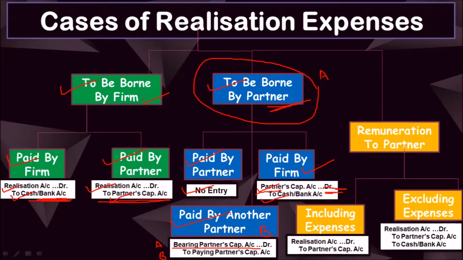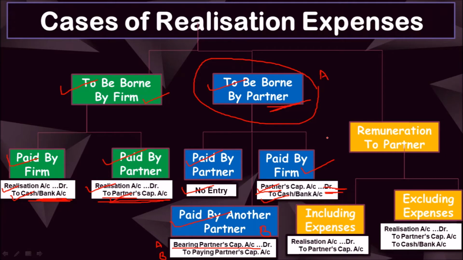So here also the firm will recover that amount, and then the firm will pay that amount to the other partner who paid in actual. Whenever the firm has to make a payment to a particular partner, then it credits the account. So that is why here in the books of the firm, what entry are we passing? A's capital account debit to B's capital account. Understood the point? So these three situations were there related to the realization expenses to be borne by the partner.